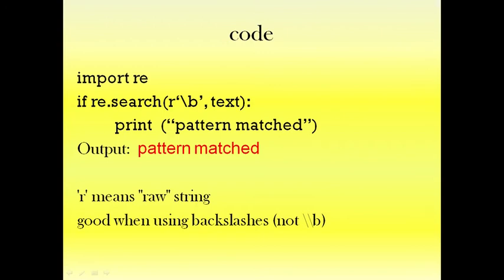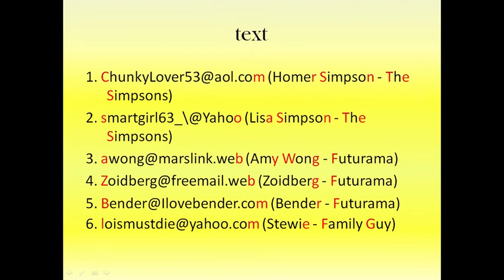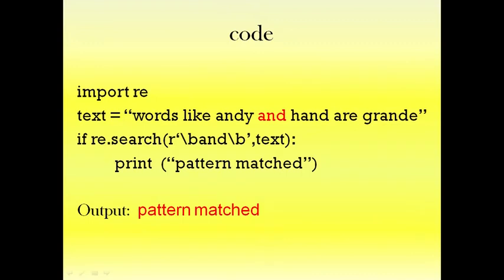If we look at our text, this is a bit confusing, but the red signifies the symbols that are going to be matched. This isn't really a very clear example. So I've made up an example here where we're looking for the characters A, N and D. Now we've got the text, words like Andy and hand are grand. And I've made that up because we want to look for the word and. But AND is used in Andy, hand and grand. But if you're looking for the word and, you don't want to match the others.